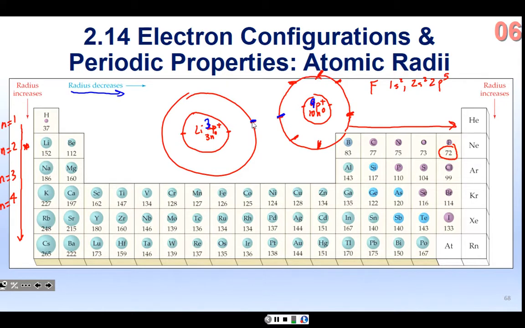There's another way of explaining this in terms of charges. So for fluorine, the 9 protons pulling on 7 electrons is greater than the 3 protons of lithium pulling on 1 electron in the second shell. Greater because the ratio of the pull, the magnitude of the charge, is really large.